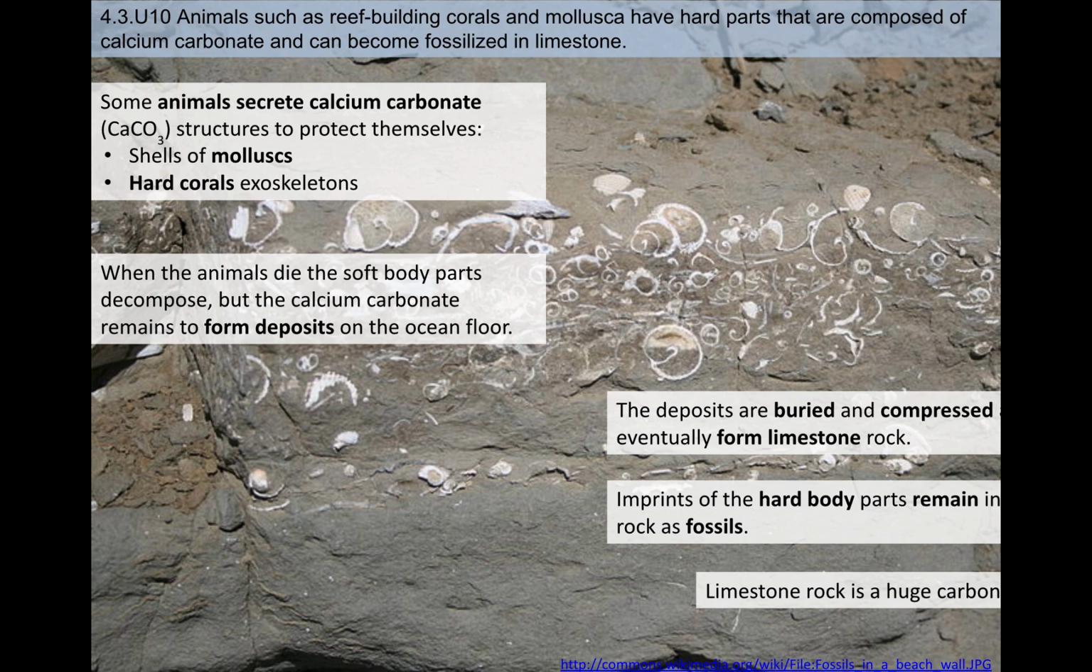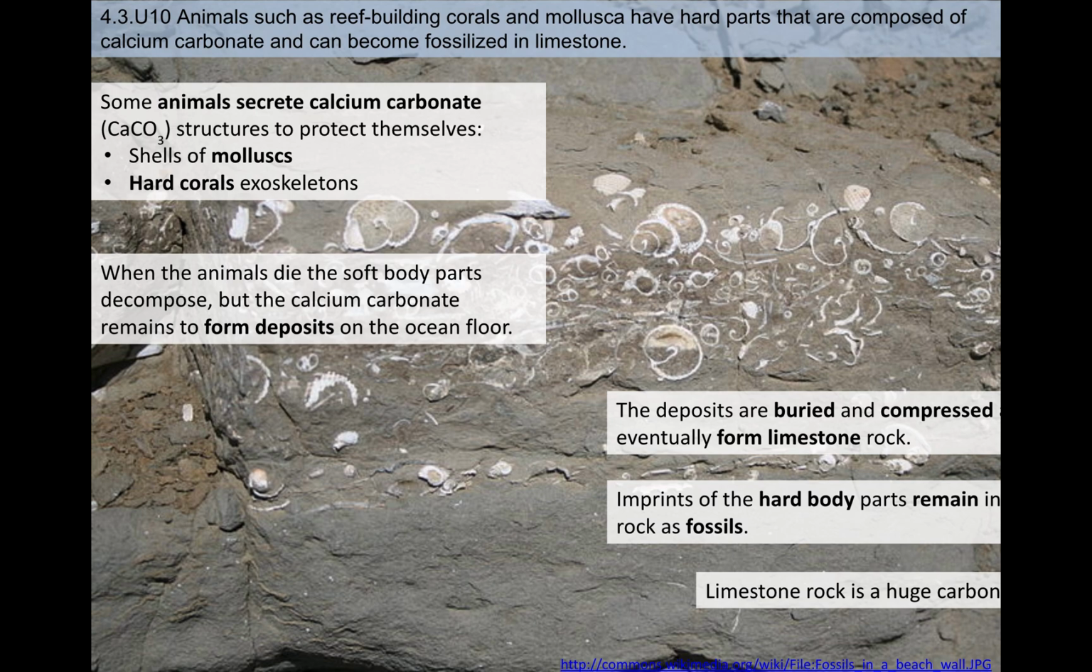And then one of our other carbon sinks is animals such as reef-building corals and mollusks, which have a hard part that they're composed of called calcium carbonate. So again, you see that word carbon, and that can be fossilized in limestone. So all these shells have carbon in them and calcium. So some animals will secrete this calcium carbonate in their shells or their hard exoskeletons like corals.